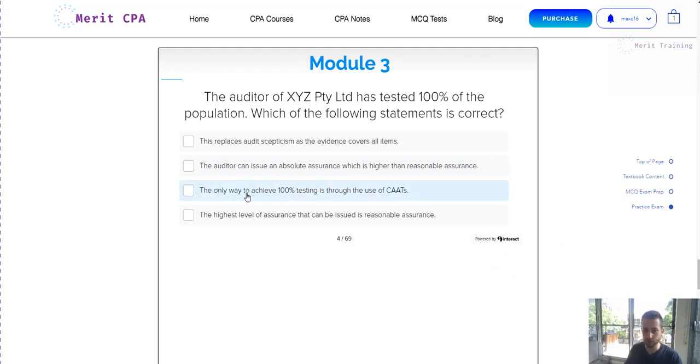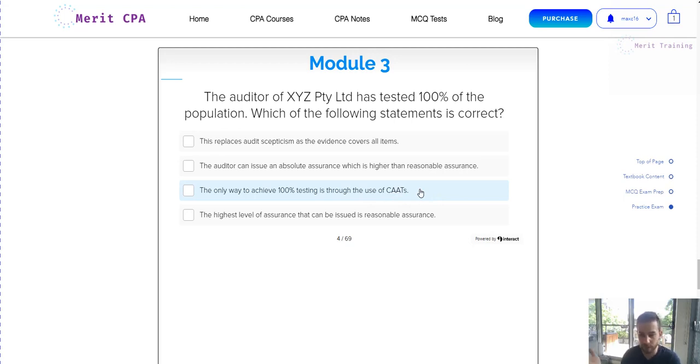So C, the only way to achieve 100% testing is through the use of CATs, right? This is the computer analytics, right? This is also incorrect. So I used the example of the petty cash one, right? You can still have a complex business and still have some accounts which only have like 6 journals in them, right?